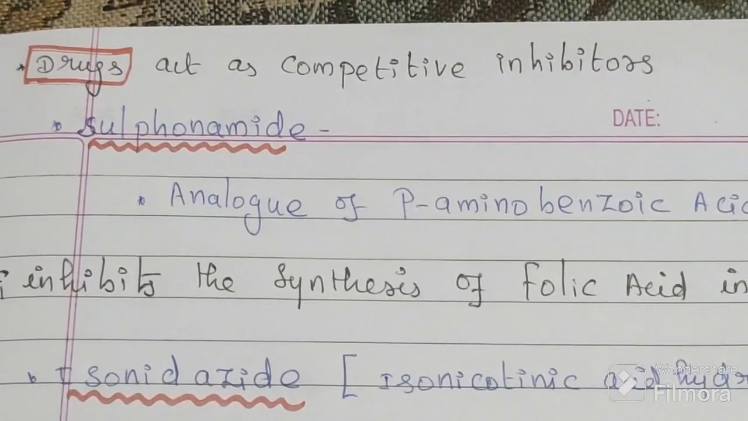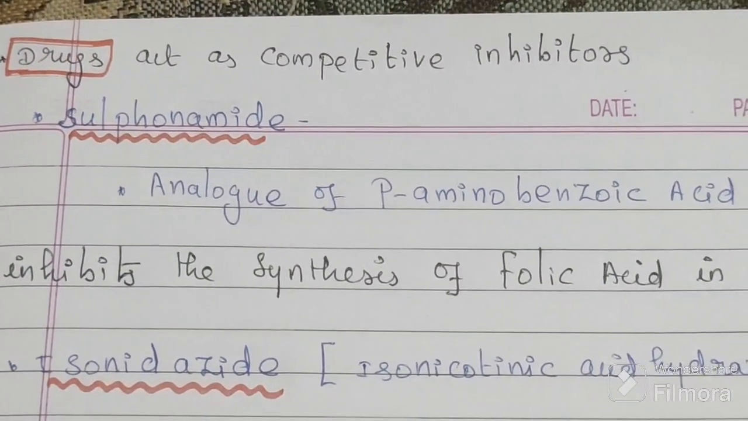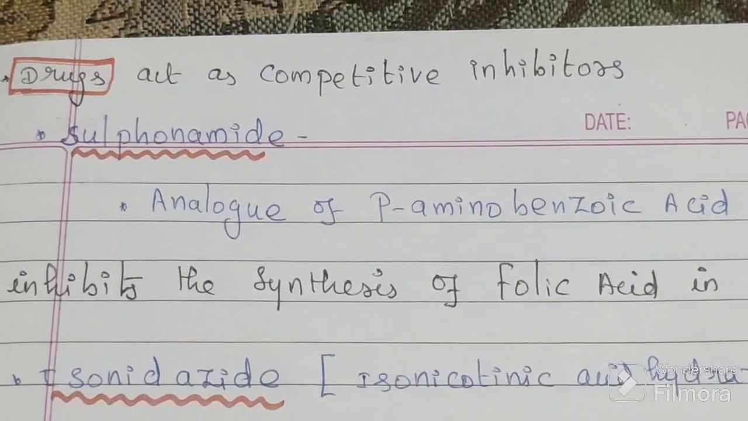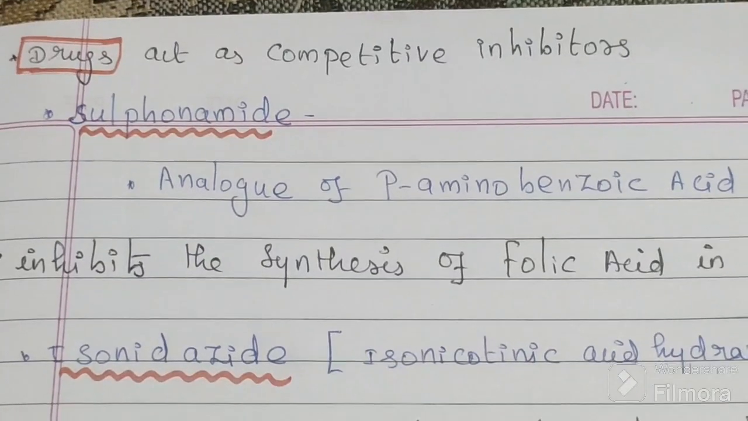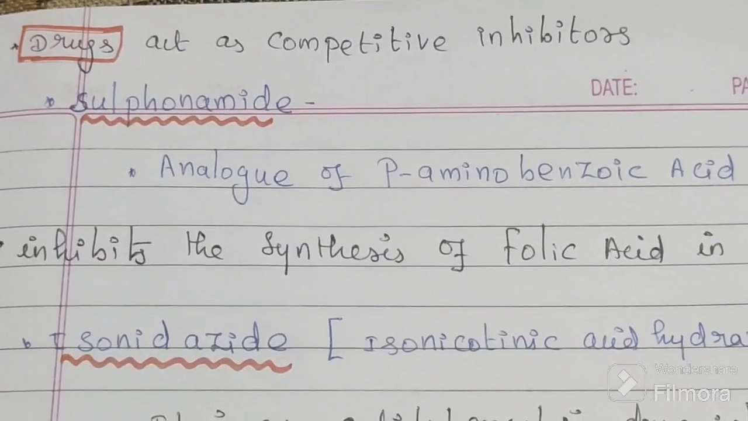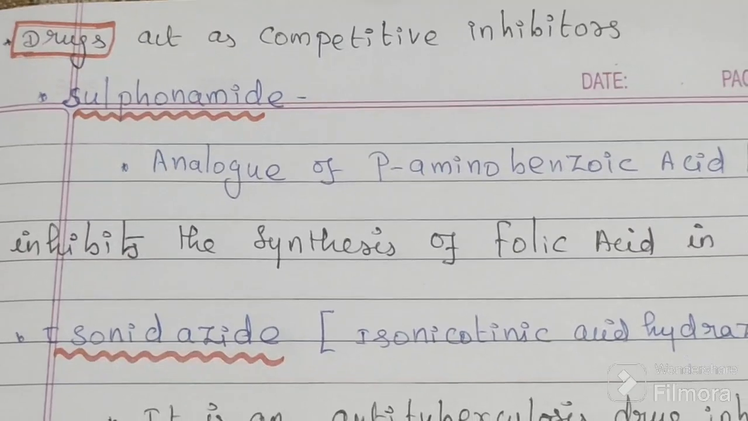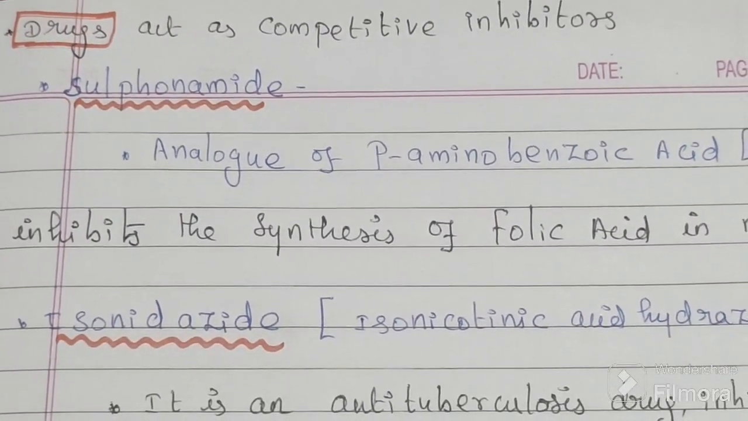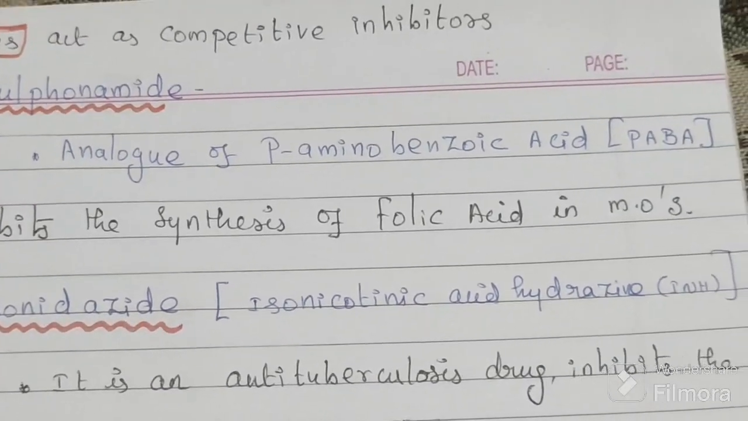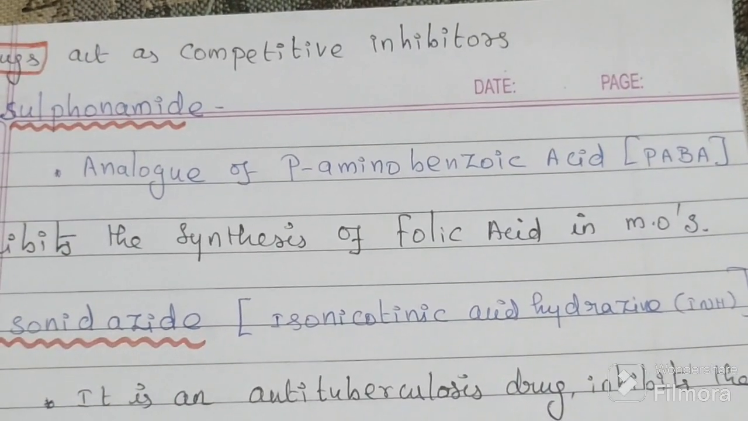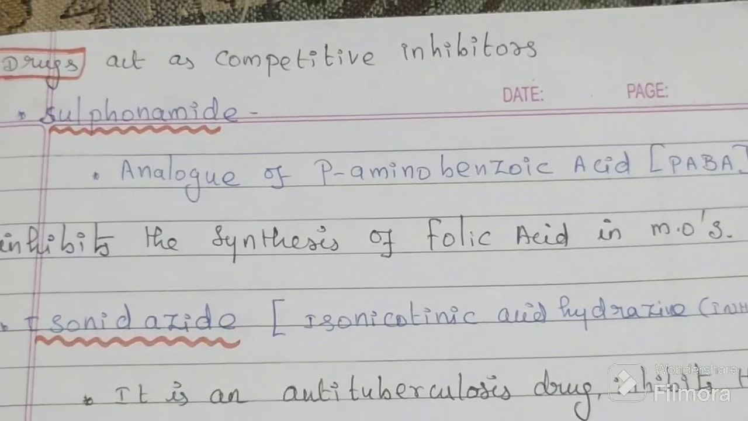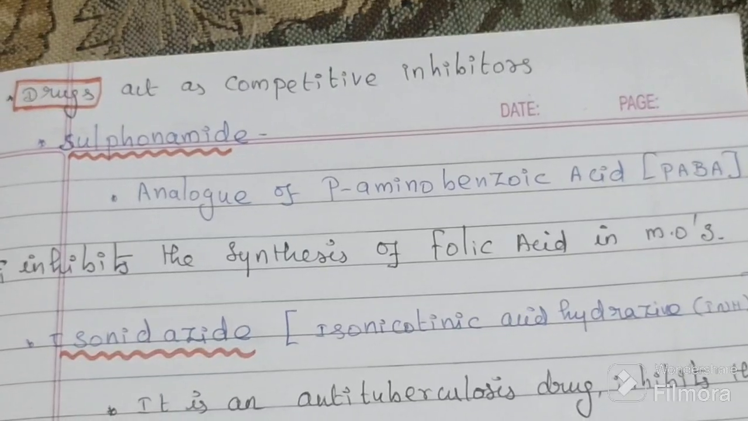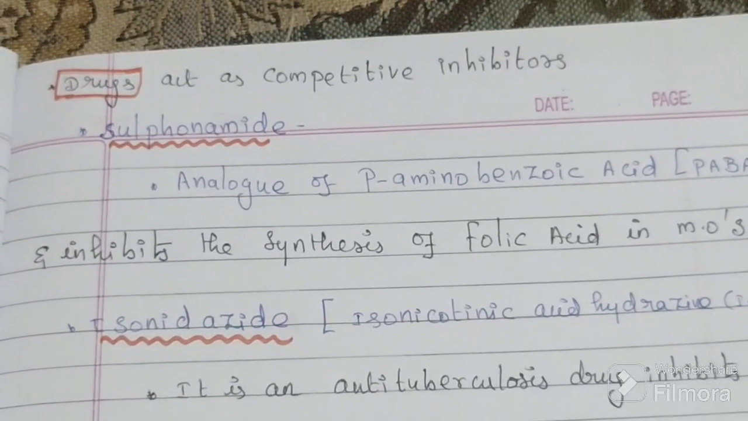Drugs, for the treatment of various disorders. The drugs mainly act through competitive inhibition. The drugs act as competitive inhibitors. For example, sulfonamide is an analog of para-aminobenzoic acid and inhibits folic acid synthesis. We are all aware that folic acid is required for making genetic material, DNA. For that, folic acid is essential.